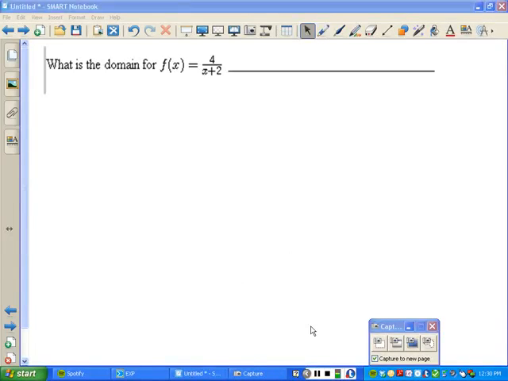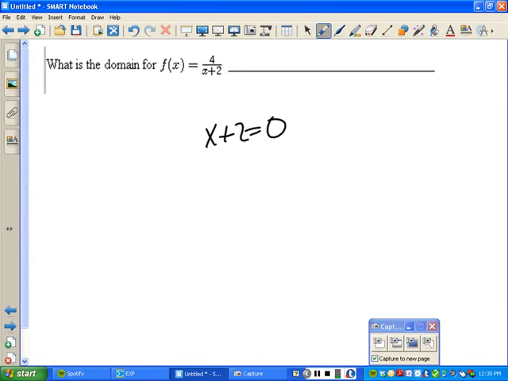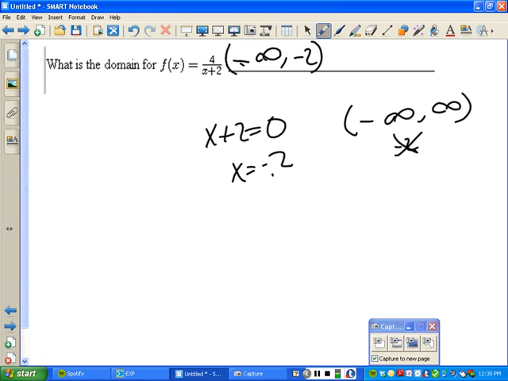So for this one, to find the domain, you've got to set the denominator equal to 0. So you would say x plus 2 is equal to 0, x equals negative 2. And then you have to exclude that. Now remember, your default catch answer is negative infinity to infinity. We need to take out negative 2. So how do I do it? Negative infinity to negative 2, union negative 2 to infinity.